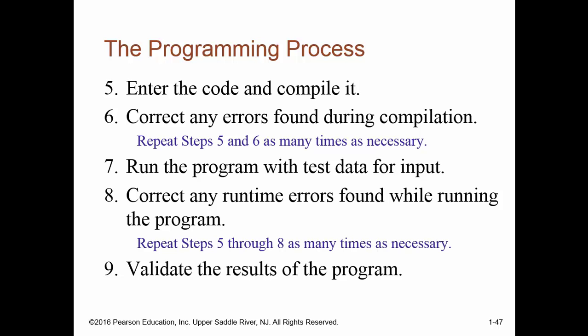It's only when you get to step 5 that you enter the code into the computer and compile it. After that, it's correcting errors you find and repeating steps 5 and 6 until you get to the point where you have no errors. You run the program with test data, and based on that, you correct any errors you find. So really, steps 5 through 8, really 5 through 9, are things that can happen continuously as you're working on a program.